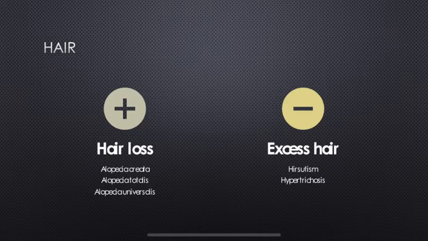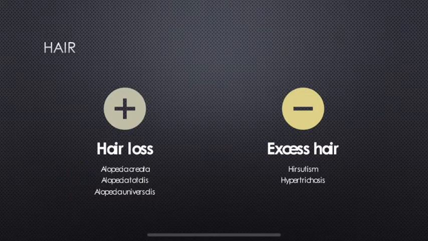So I start with the top of the body and note the hair. Have they lost hair? Some examples of hair loss are alopecia areata and alopecia totalis, where alopecia areata is just you lose small patches of hair on top of the head. Alopecia totalis is the whole head loses its hair. And then alopecia universalis, that last one is the whole body loses hair.